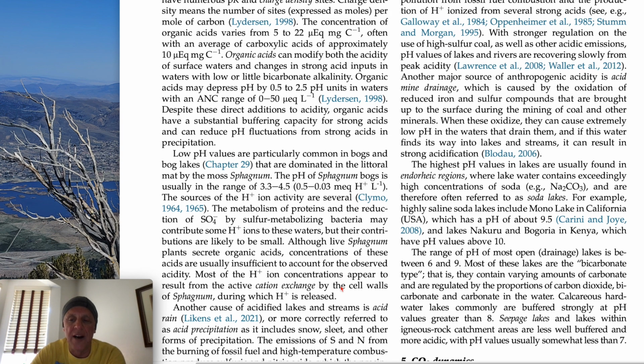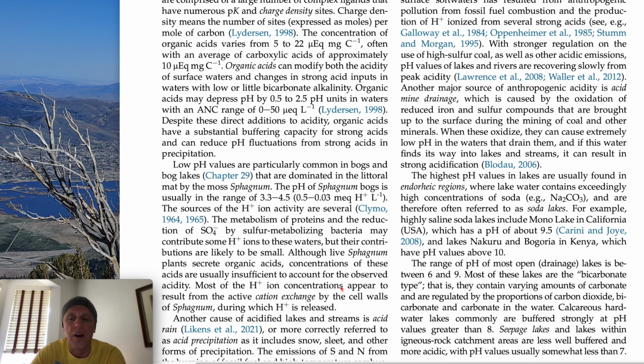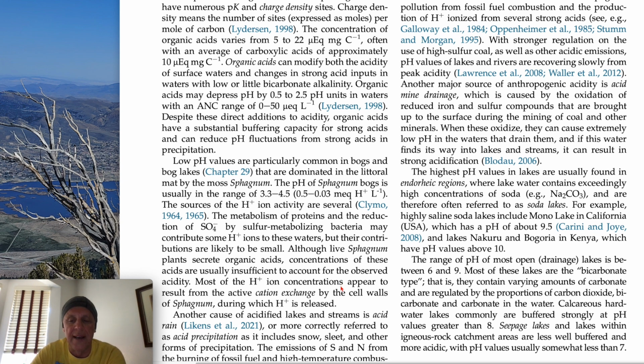The highest pH values in lakes are usually found in endorheic regions where lake waters contain exceedingly high concentrations of sodium carbonate, and are therefore often referred to as soda lakes. For example, highly saline soda lakes include Mono Lake, which has a pH of about 9.5, and Lakes Nakuru and Bogoria in Kenya, which have pH values above 10.